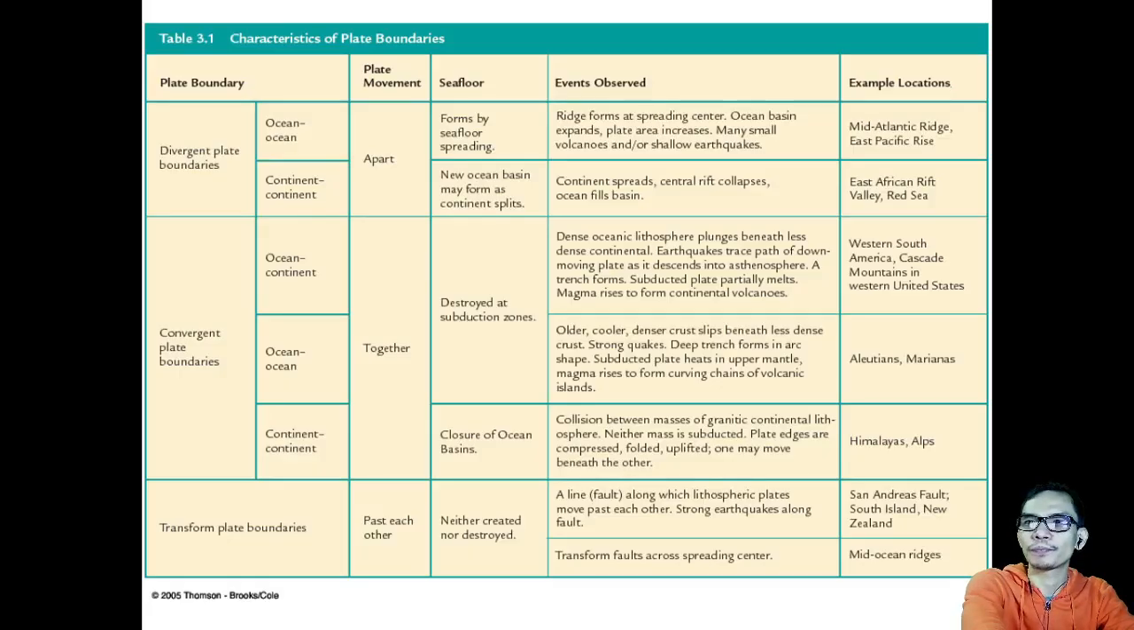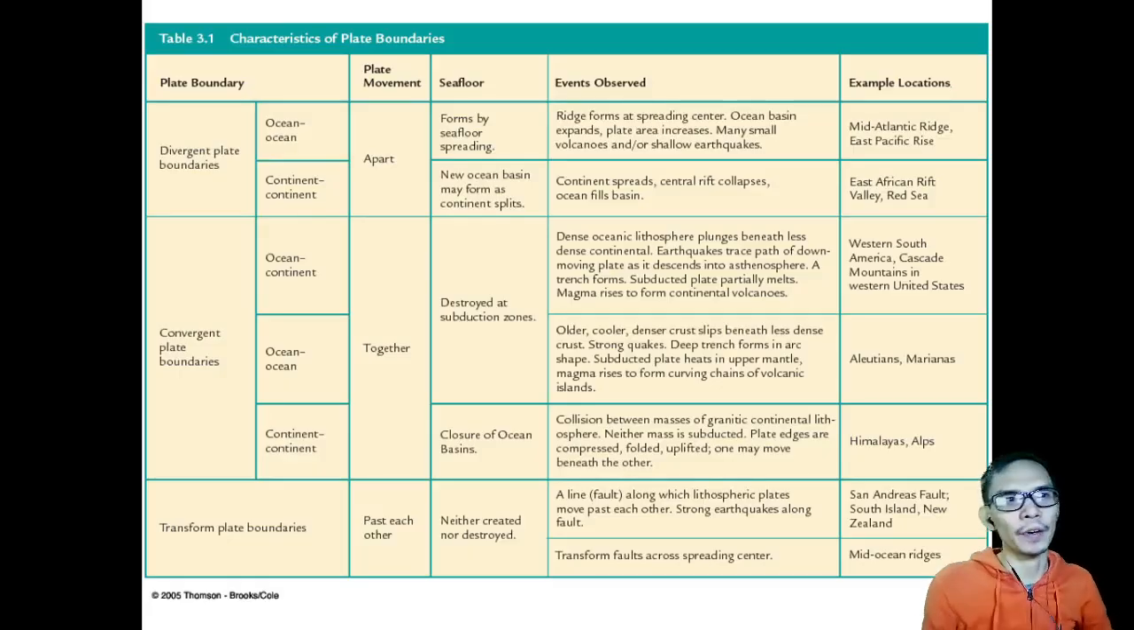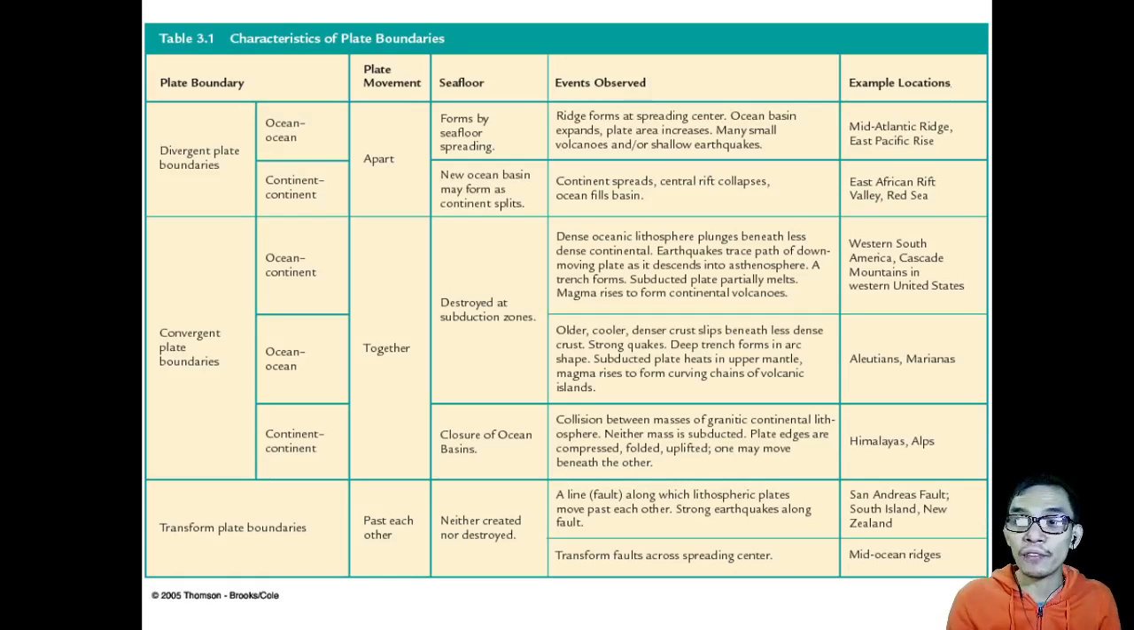To sum up everything that we have learned this morning, this is the table. We have here the divergent plate boundary, which can happen in the ocean, and can also happen between two continental crusts. And we have the convergent plate boundaries. There are three places where you can find convergent plate boundaries: ocean to continent, ocean to ocean, and continent to continent. And we have the last one, which is called the transform plate boundary.